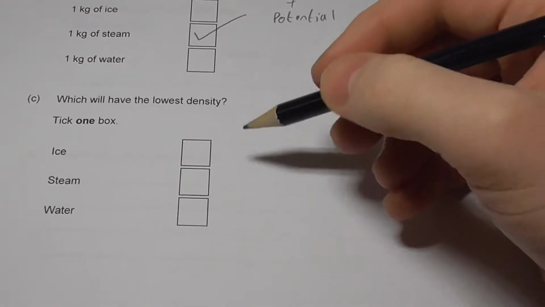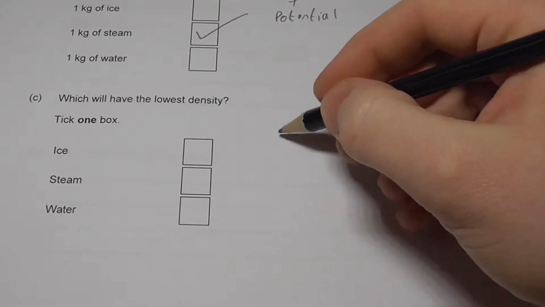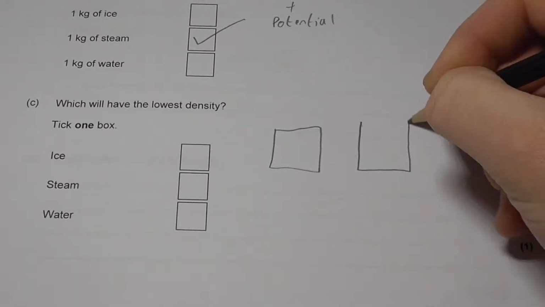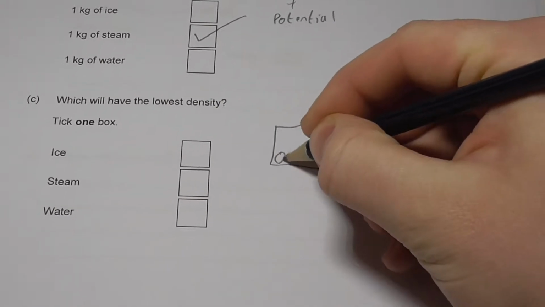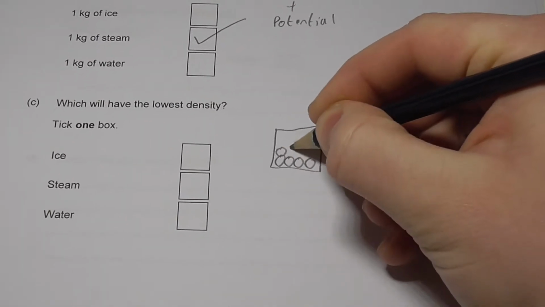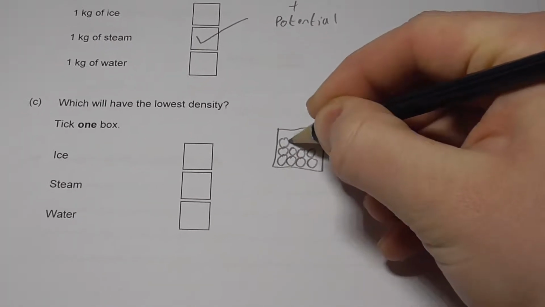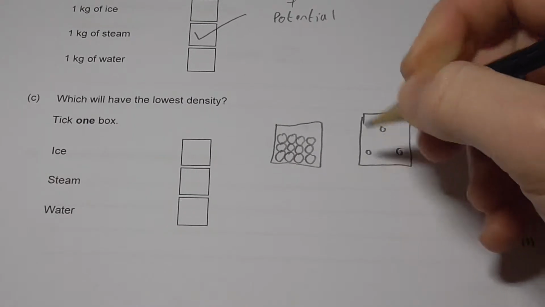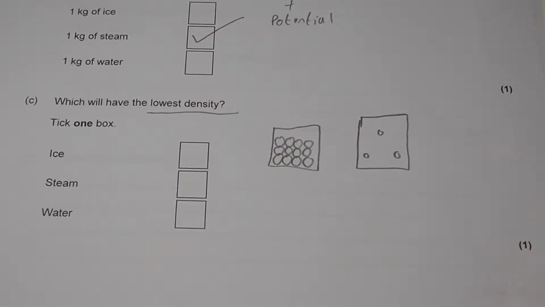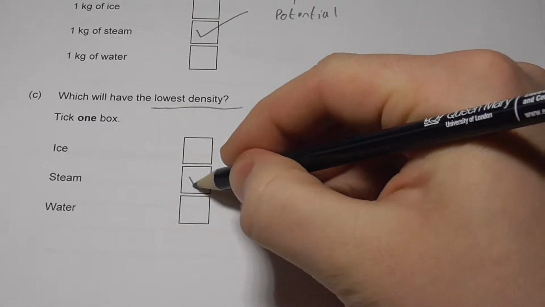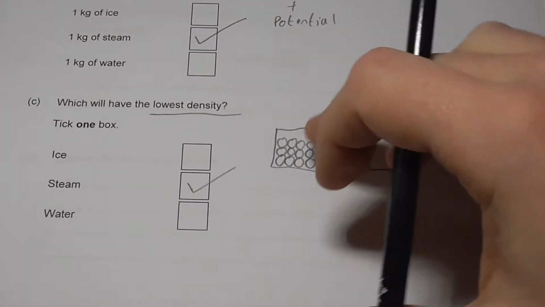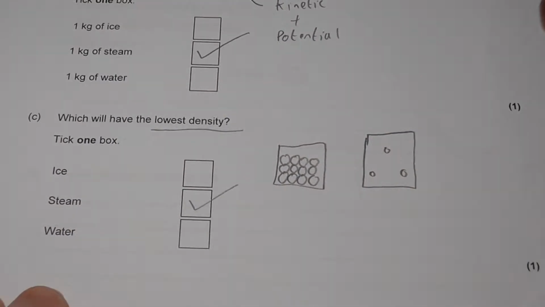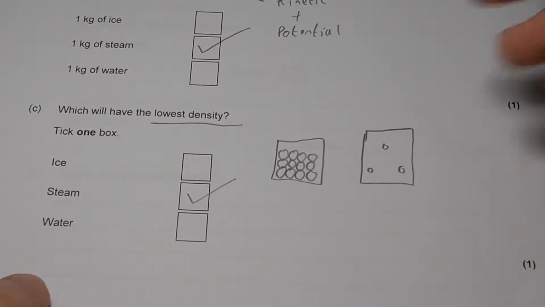So density is how many particles are in a particular volume. So if I draw the solid, got a nice regular arrangement, and they're fairly compact. If we draw gas, they're much further apart. This wants the lowest density, so the least number of particles per volume. So that would be our steam, with ice being the most dense and water in the middle. Not as dense as ice, but a lot higher density than steam.